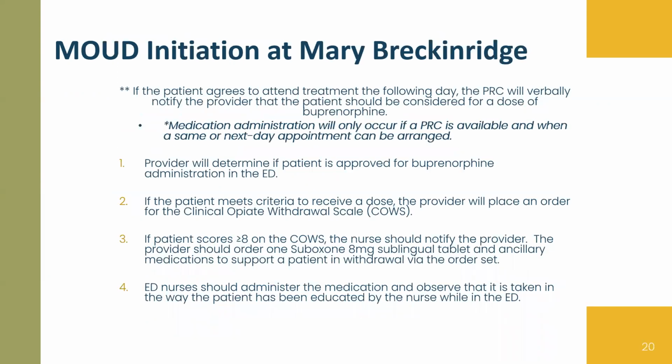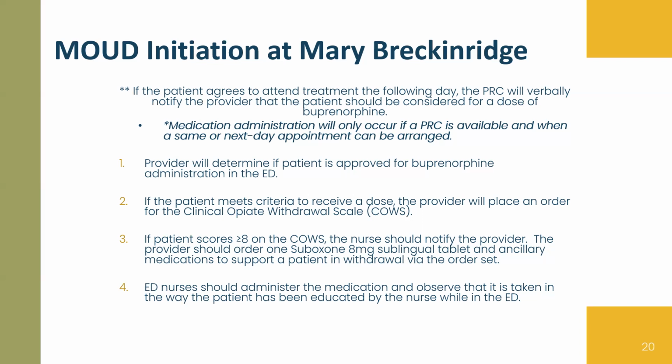The way this component works is that the patient is already screened positive and has received a brief intervention from the peer recovery coach. Through that conversation that the patient has with the peer, it has been determined that the patient is motivated for treatment and is willing to go to care the next day. Those are really the 2 components the peer is figuring out: that the patient wants to go to treatment and they're willing to go the following day. At that point, the peer recovery coach is going to talk to the provider to let them know the patient is motivated, opioid using, and should be considered for a dose of buprenorphine in the emergency department.